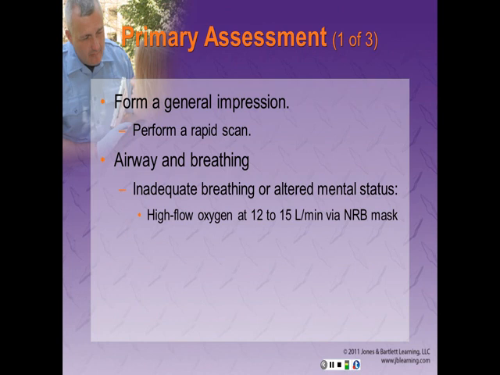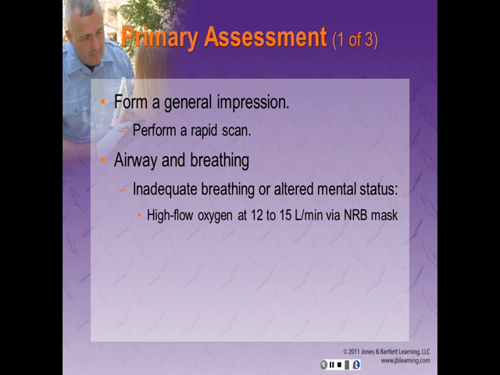Primary assessment. Is the patient in pain and of African American or Mediterranean descent? If yes, may have undiagnosed sickle cell disease. Perform C-spine stabilization if trauma is suspected. Form a general impression of your patient. Do your rapid scan. Is your patient anxious, restless, or listless? Is the patient apathetic or irritable? Determine level of consciousness using AVPU.